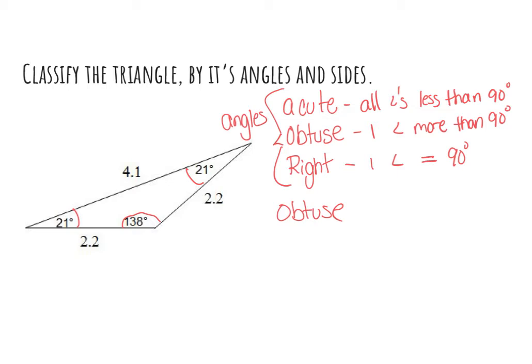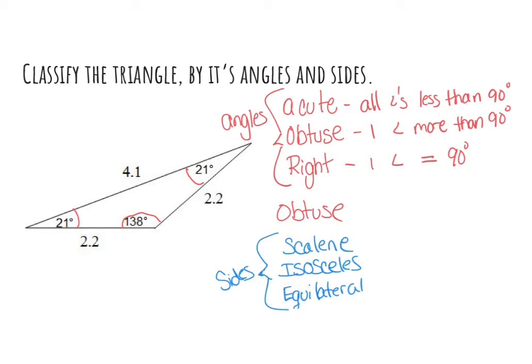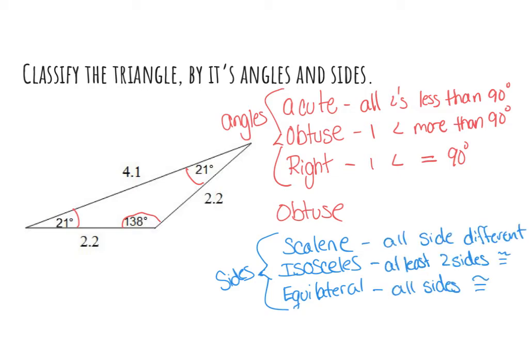There are also 3 different classifications for a triangle based on its sides. A triangle can be classified as scalene, isosceles, or equilateral. Scalene means all the sides are different, meaning not congruent. Isosceles means at least 2 sides are congruent. And equilateral means all sides are congruent. Because 2 sides are congruent on this triangle, this would be an obtuse isosceles triangle.